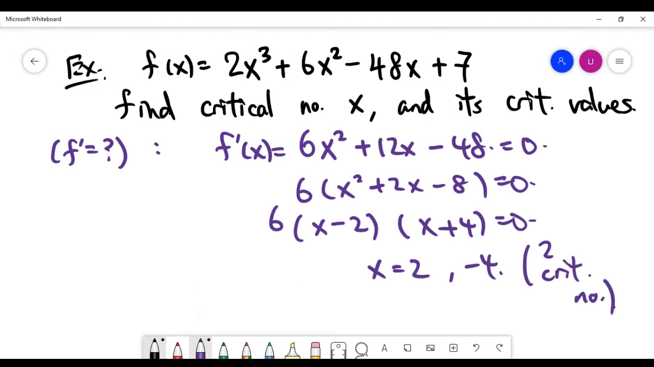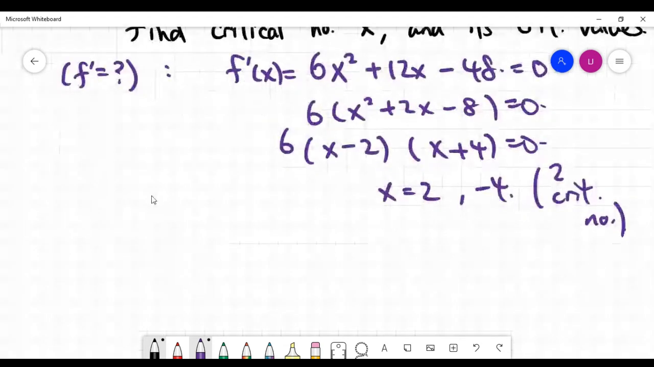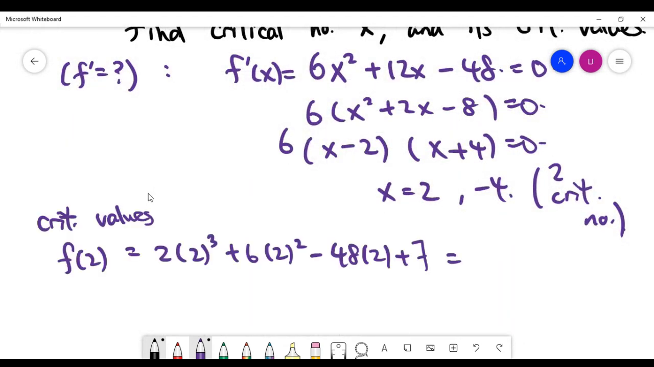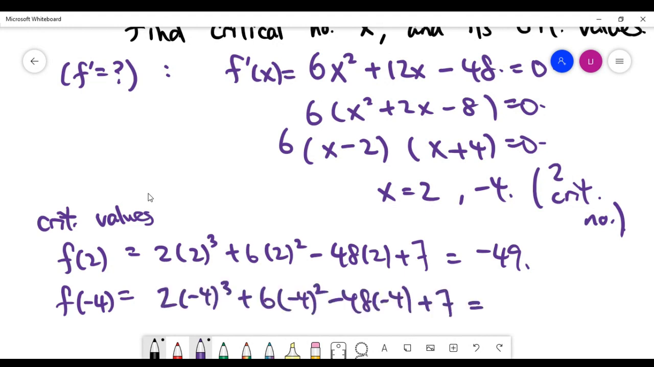And let's do the evaluation at these 2 points for the function f of x. And f of 2, if you use a calculator, is quite easy to see that f of 2 is actually minus 49. And similarly, for the second critical number, we can evaluate the function f of x at minus 4, and you will get that the value is actually 167. And these are the two critical values corresponding to the points 2 and minus 4.